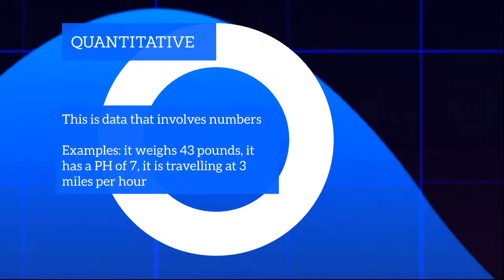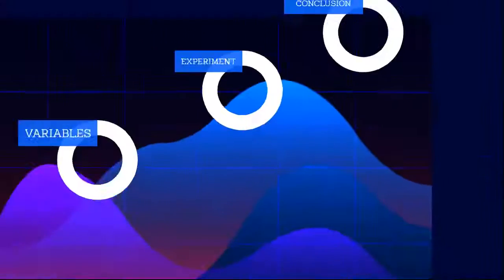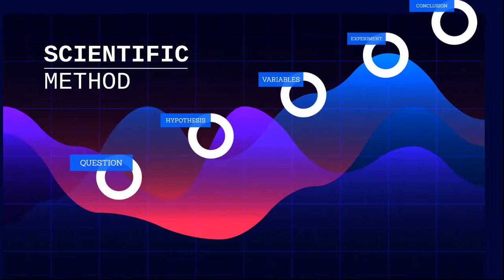So then quantitative data, notice the N there, quantitative data is data that involves numbers. So quantitative numbers. Some examples of quantitative data would be it weighs 43 pounds, it has a pH of 7, it's traveling at 3 miles per hour. So we collect that quantitative and qualitative data in our experiment.